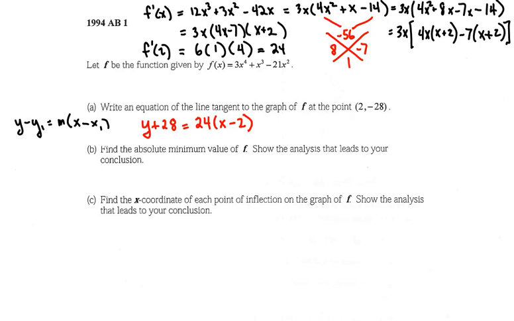Part B, find the absolute minimum value of f. First important thing to note here is that we are not working with a closed interval, so we're not guaranteed to have an absolute minimum value of f. There may be one, but we're not guaranteed it. Now, how would we know that there is, in fact, an absolute minimum value of f? We know that from the fact that this is a fourth degree polynomial function.